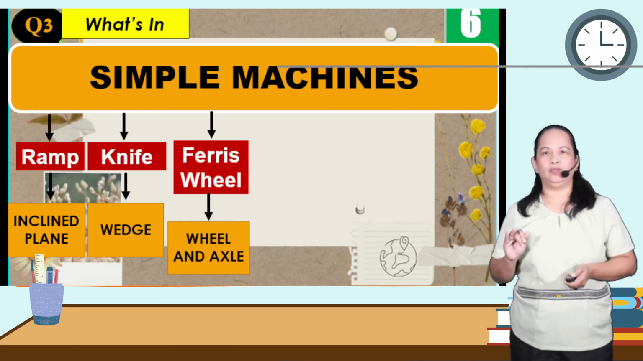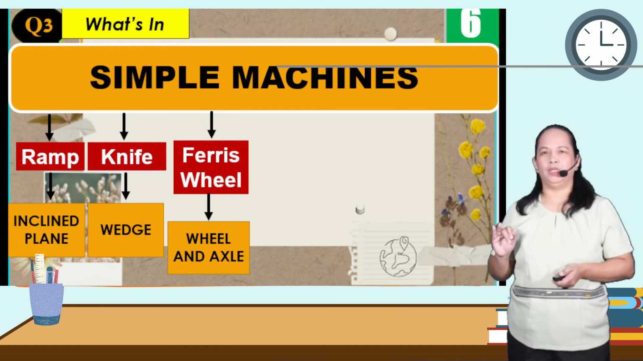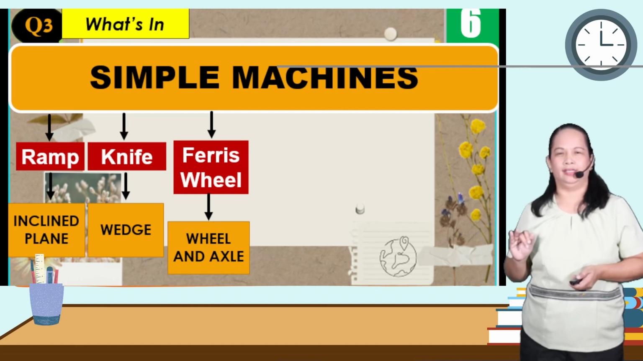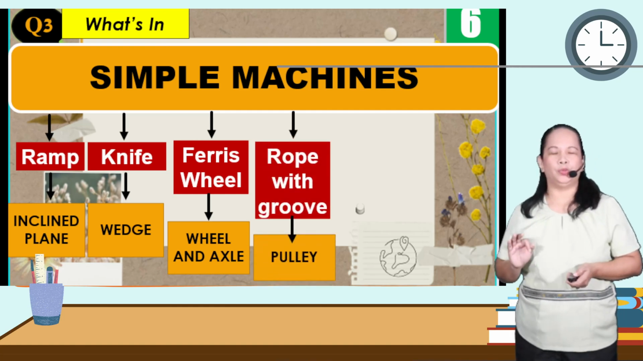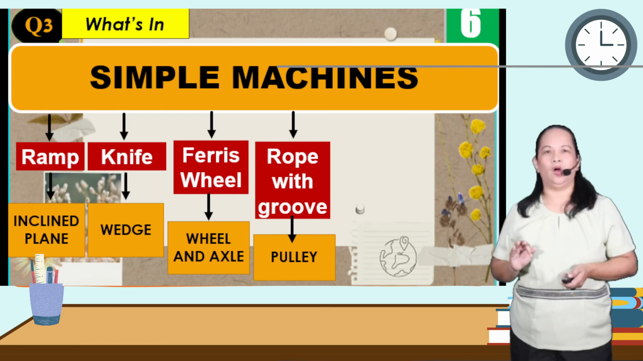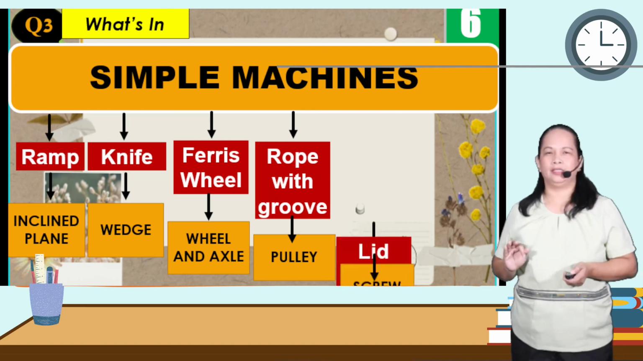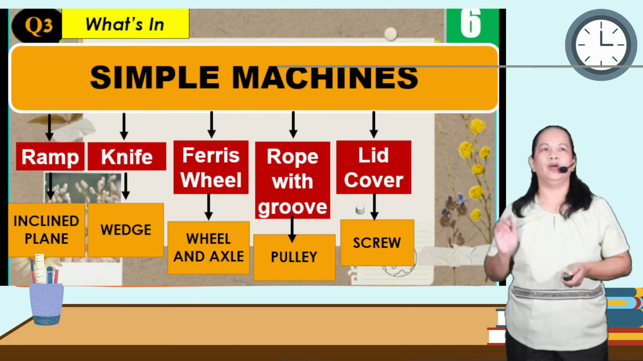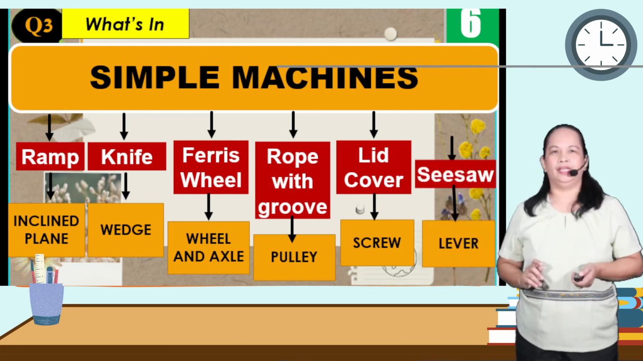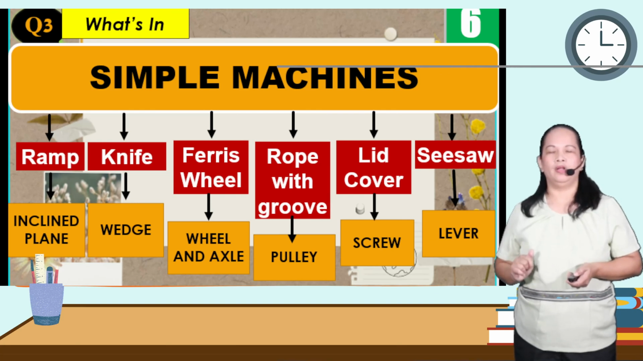The next one, we have the Ferris wheel. It is an example of wheel and axle. Next, we have the rope with groove. It is an example of pulley. Next, we have the lid cover. It is an example of screw. And the last one, we have the seesaw. It is an example of lever.